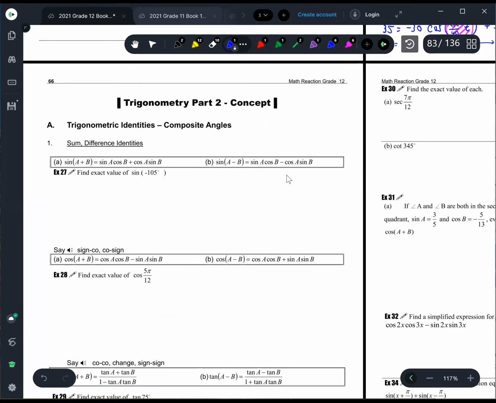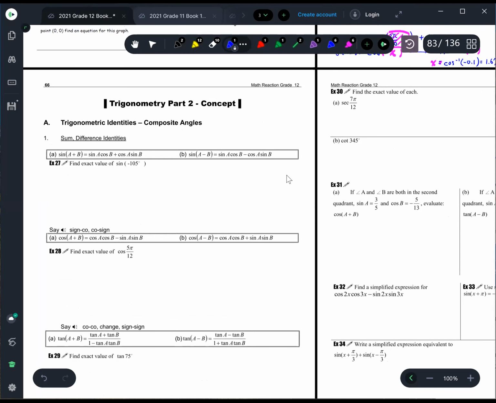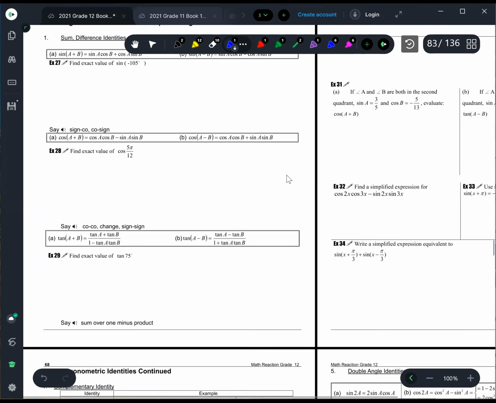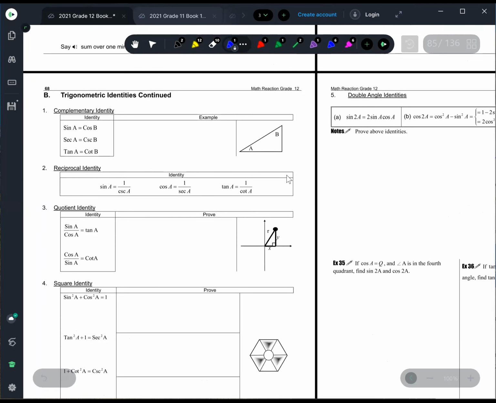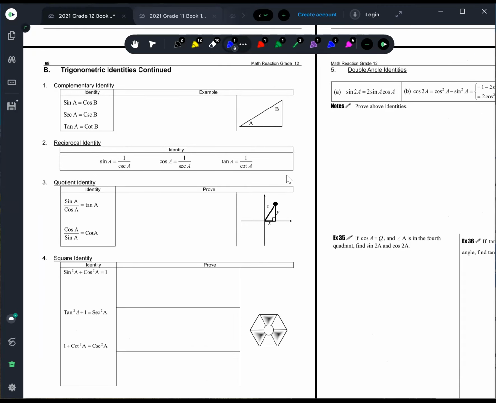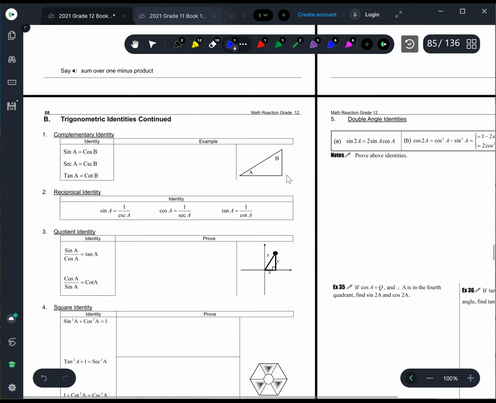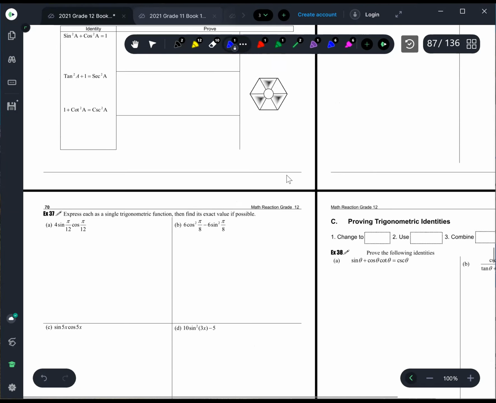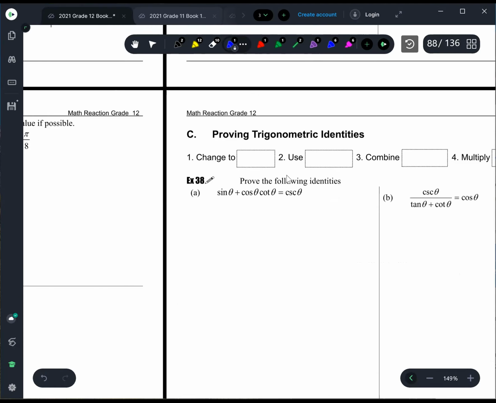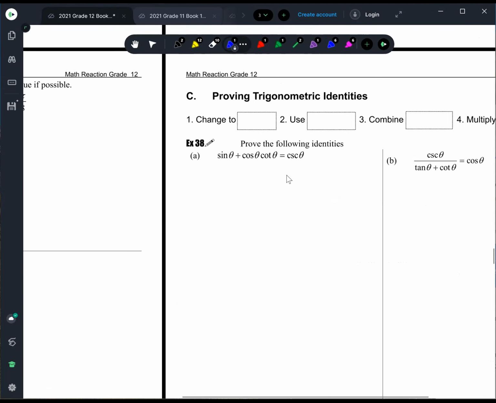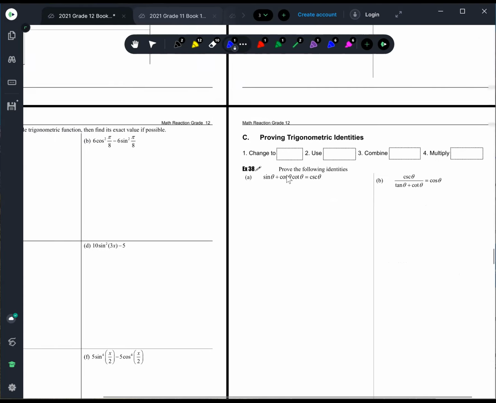So just quickly skim through all the things that will be covered here. We'll be talking about some identities. This is called the sum and difference identity, and then we have another identity. Identity means the sum of the formulas. You can think of it that way. So that's part B, more identity. Part C, using identity to prove, to show something is true.